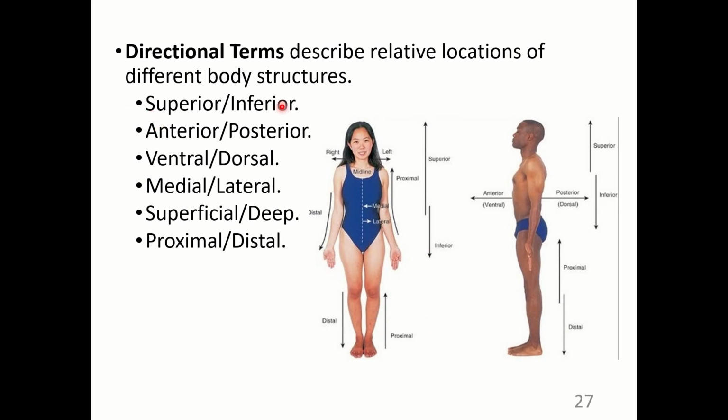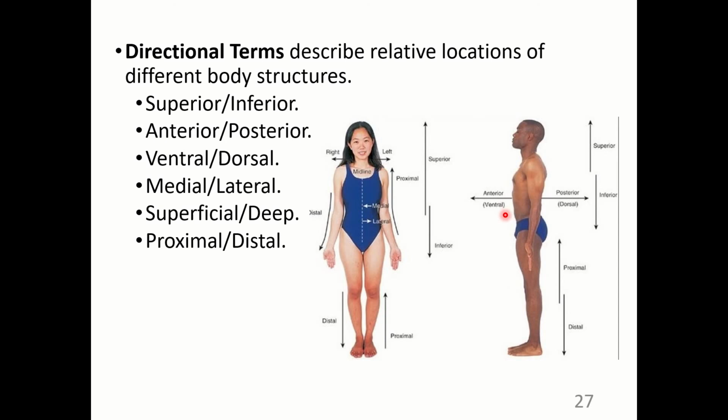Next is anterior and posterior. Anterior is towards the front of the body. Posterior is towards the back. Next is ventral and dorsal. Ventral and dorsal are synonymous with anterior and posterior when referring to the human body. The ventral refers to the belly. The dorsal refers to the back.